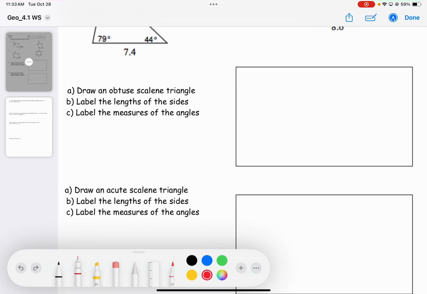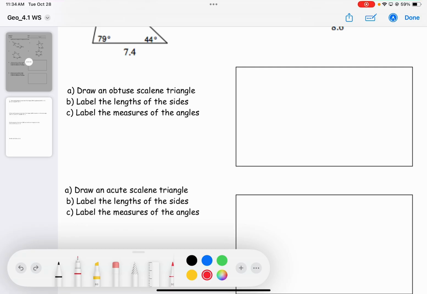So 3, 2.1, and then 7.3 is good. Now, I don't think I said this in class, so let me say it now. Across from your biggest angle, or the side that's opposite of your biggest angle, will be your biggest side length. So if one of them was 7.3, it would be this one here, because that would be across from 67. And then across from your smallest angle would be your smallest side length. So across from 56 would be your smallest side length of 2.1.